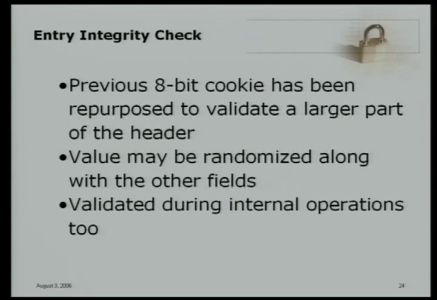Another point here is the integrity check. Part of the header, part of the block entry, is hashed to an 8-bit value. The previous 8-bit cookie that was added as a heap mitigation a long time ago has been repurposed for that. In fact, some other fields were repurposed as well. I'm going to show from the debugger how this looks these days. The value we find for the checksum is randomized along with the header, so that happens before the entire header is randomized. And the value itself is validated every time we need to touch that block internally.